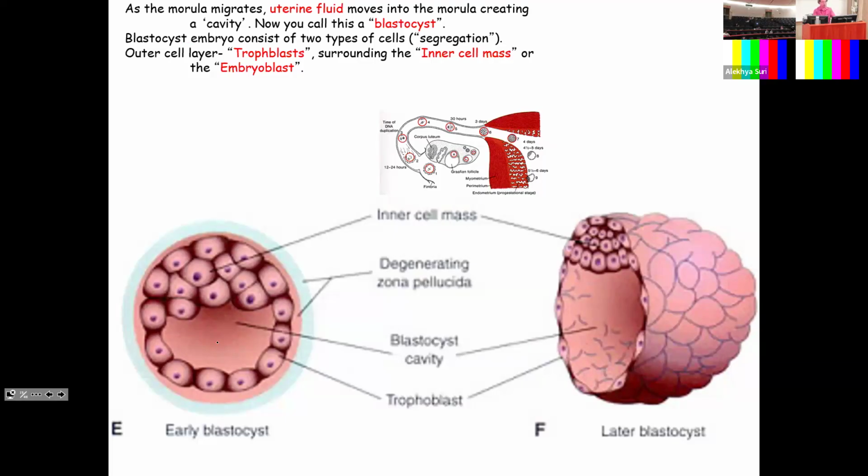Why is this important? Because the inner cell mass will give rise to the embryo. Okay? Only these inner cells will give rise to the embryo. The rest of the cells will play a role in invasion or implantation, will play a role in the generation of some of its layers, the amnion, the amniotic cavity, and the blastocyst cavity, etc., but they will not be part of the embryo. It's called the extraembryonic tissues or extraembryonic layers.